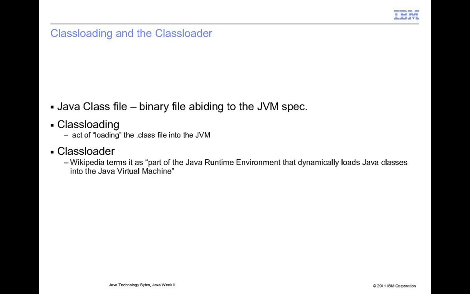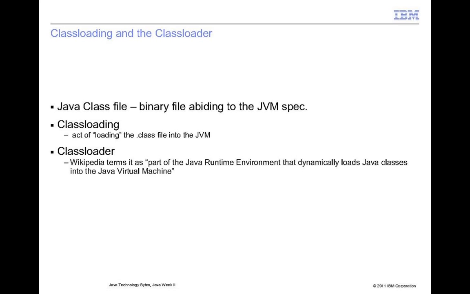Before the JVM actually executes this class file, it loads the class file into its memory. This process itself is called class loading. And the one who is responsible for loading class files into the JVM is called the class loader. This is in simple terms. What Wikipedia says is this: class loader is part of the Java runtime environment that dynamically loads Java classes into the Java virtual machine. So the JVM will always have access to a class through its class loader.